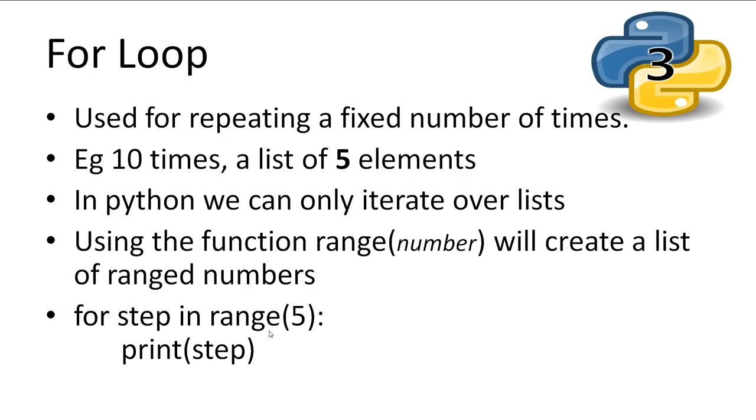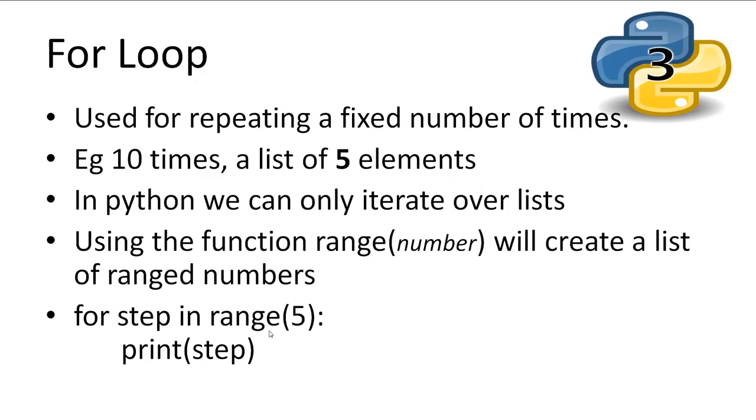The for loop is used to iterate over a specific number of times, which in Python is a list. We can use the function range, which takes a number as a parameter, which will create a list of numbers up to that number, but not including that number. Then we can use the for loop syntax as follows.